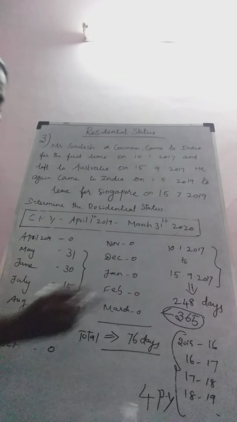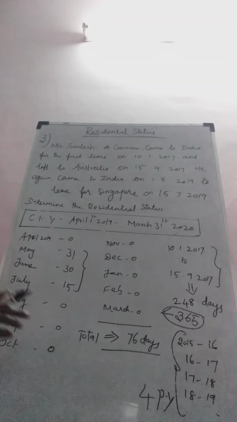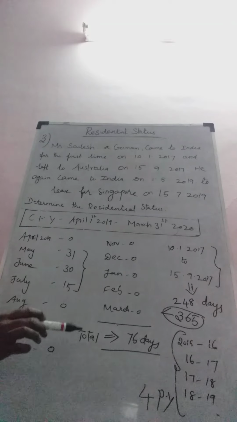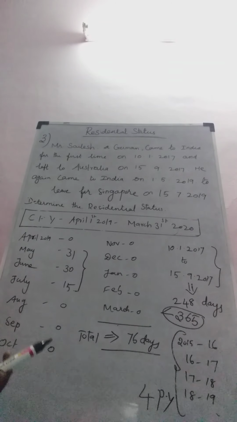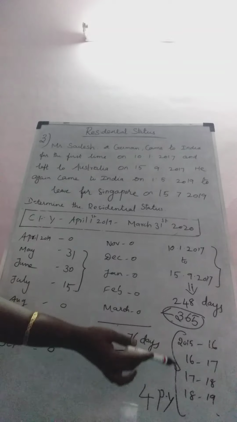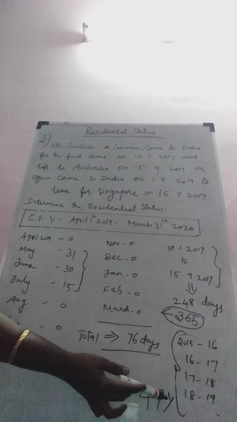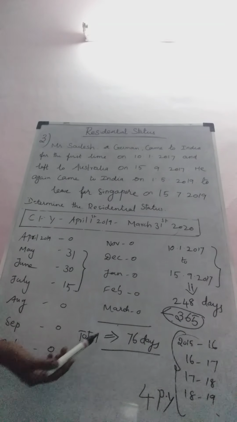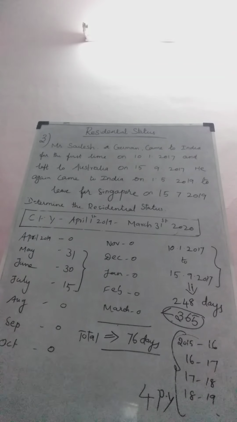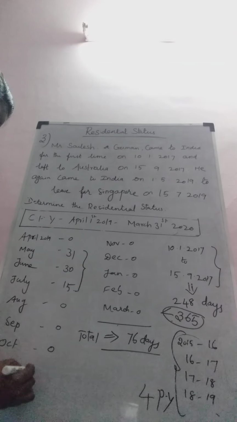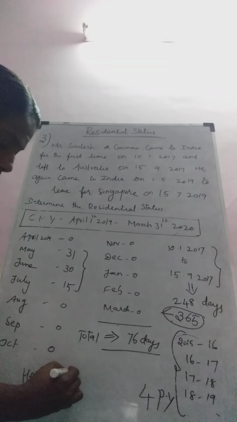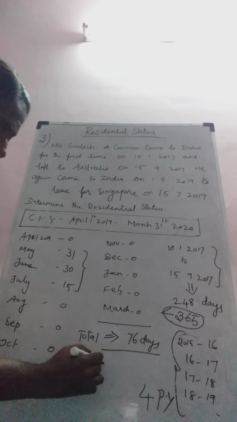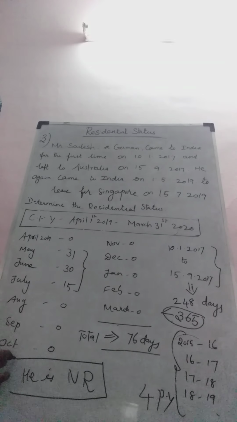So in order to satisfy the second basic condition, he should stay at least 60 days or more in India plus 365 days during the 4 previous years which are immediately preceding the current previous year. But he could not satisfy the second basic condition. So what is the result? He is a non-resident of India. He is non-resident. So this is the answer. Thank you.